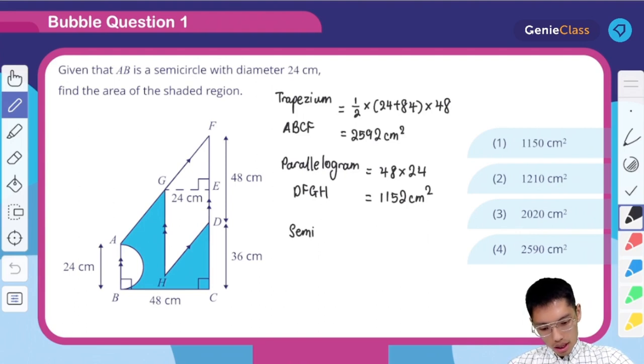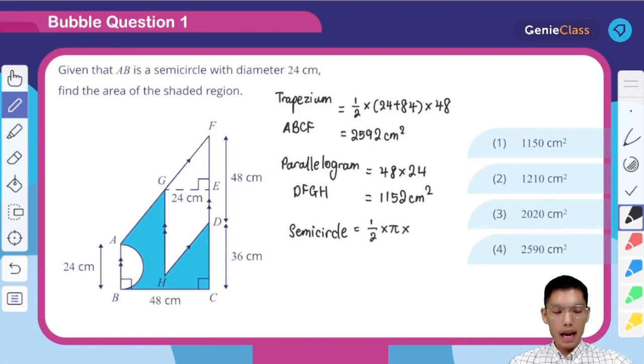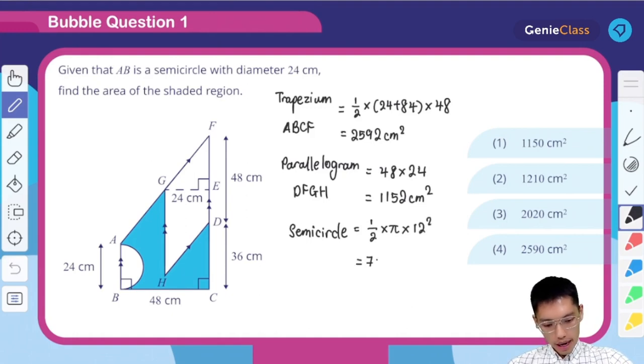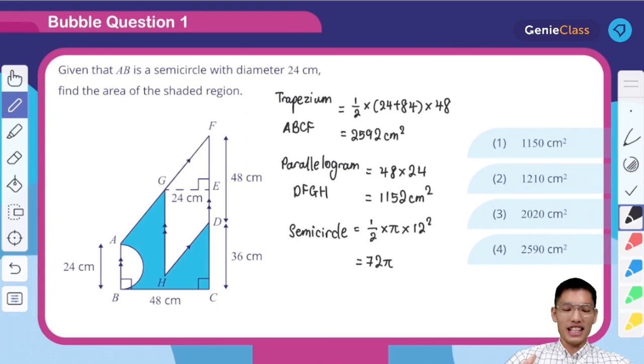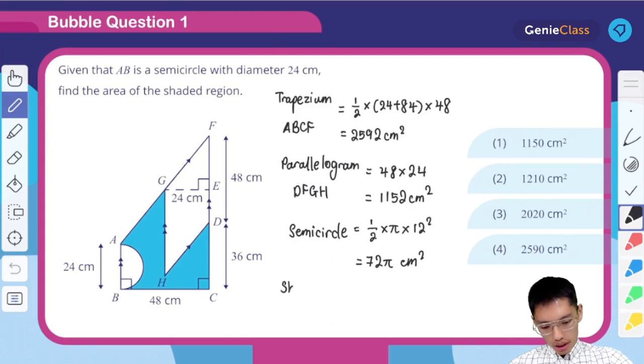Semicircle. Semicircle, we know is 24. 24, we divide by 2 because we want to find the area. So half times pi times r squared. R is 12 squared. Move on, 72 pi. We have all the shapes ready. So what we do? We subtract them. That's the main notion over here. We subtract them. So my shaded area is just the big shape minus the small shapes.